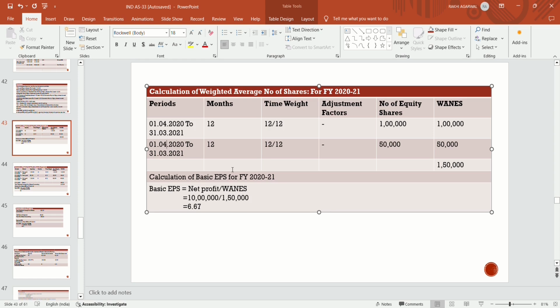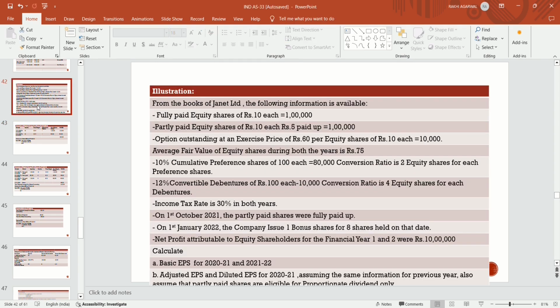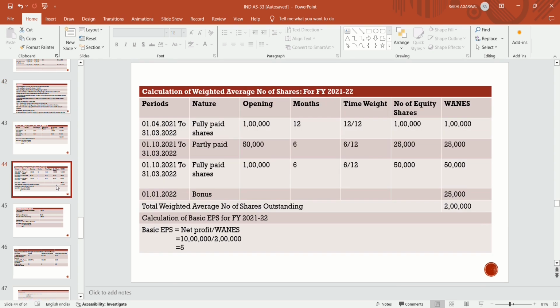For calculating the basic EPS for the financial year 2021, net profit is 10 lakhs divided by the weighted average number of shares, 1,50,000. So it becomes 6.67. For the financial year 2021-22, on 1st October 2021 the partly paid shares become fully paid, and the company also issued a bonus share. So we will calculate the basic EPS for the financial year 2021-22, starting with the weighted average number of shares. From 1st April 2021, fully paid shares are 1 lakh.